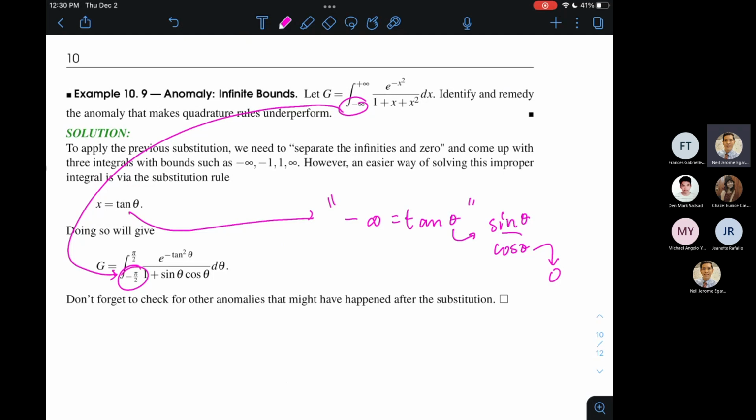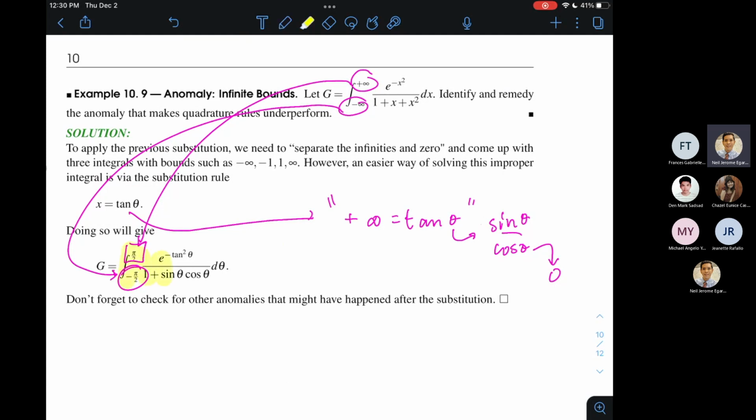Tapos, kung positive infinity naman yan, gusto natin yung cosine ay mag-approach sa 0, pero yung quotient dapat ay positive. So that will happen when theta is equal to pi over 2. Okay. Kaya yun yung bounds. And we were able to do this, to perform the substitution, okay, without having to split the integral into 3 pieces. Okay, nagawa ko siya in one go.